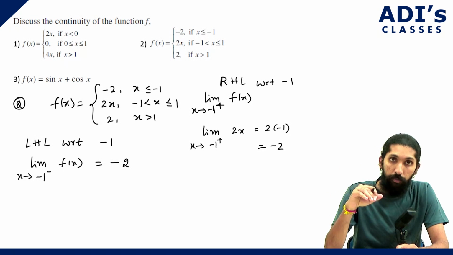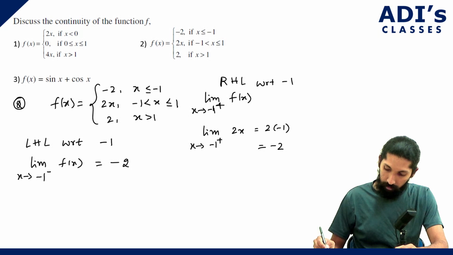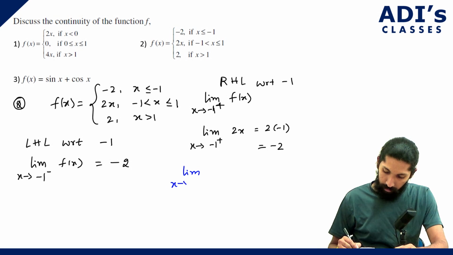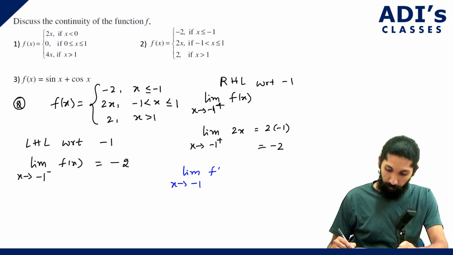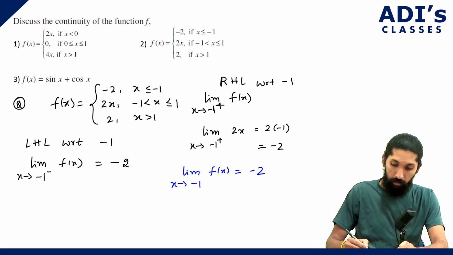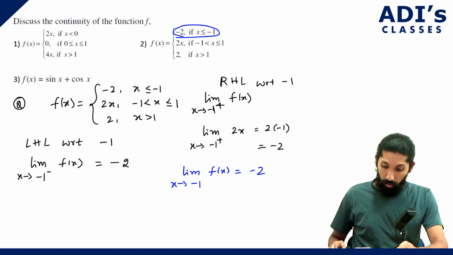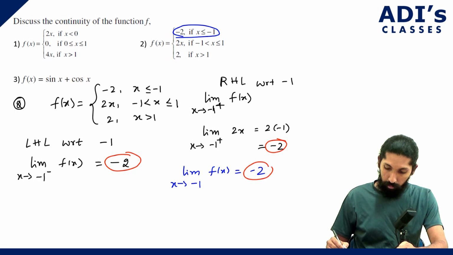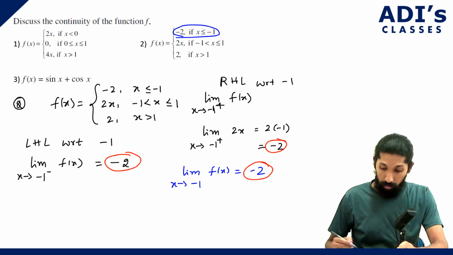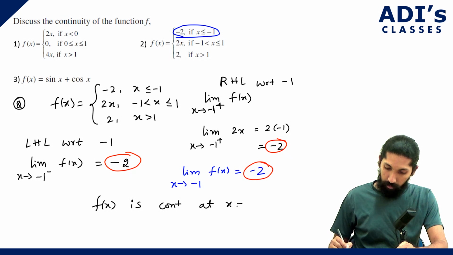Now we go for the value of the function. That is limit as x tending to -1, and when it is -1, my function value f of x is what? -2 itself. Look at this condition. X is equal to -1, it is -2. So now what do we have? All the three values are equal. See here, -2, -2, -2. All three are equal. So what can we say? F of x is continuous at x is equal to -1.